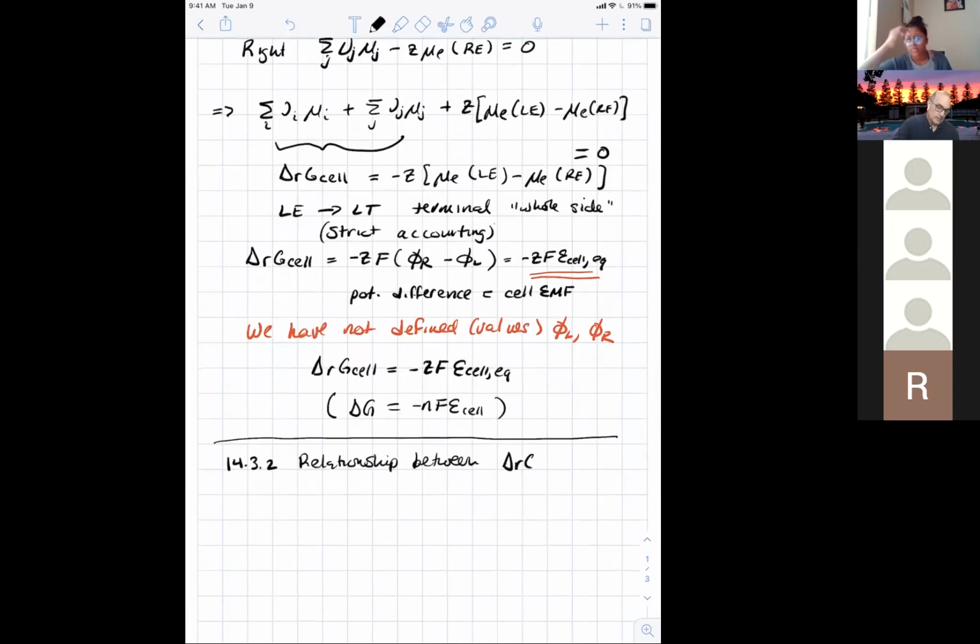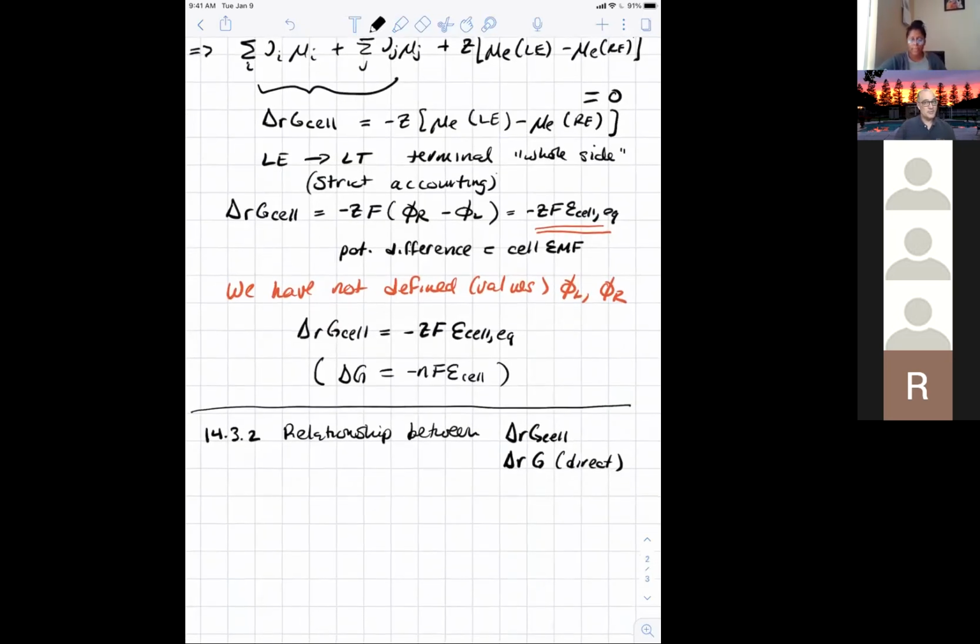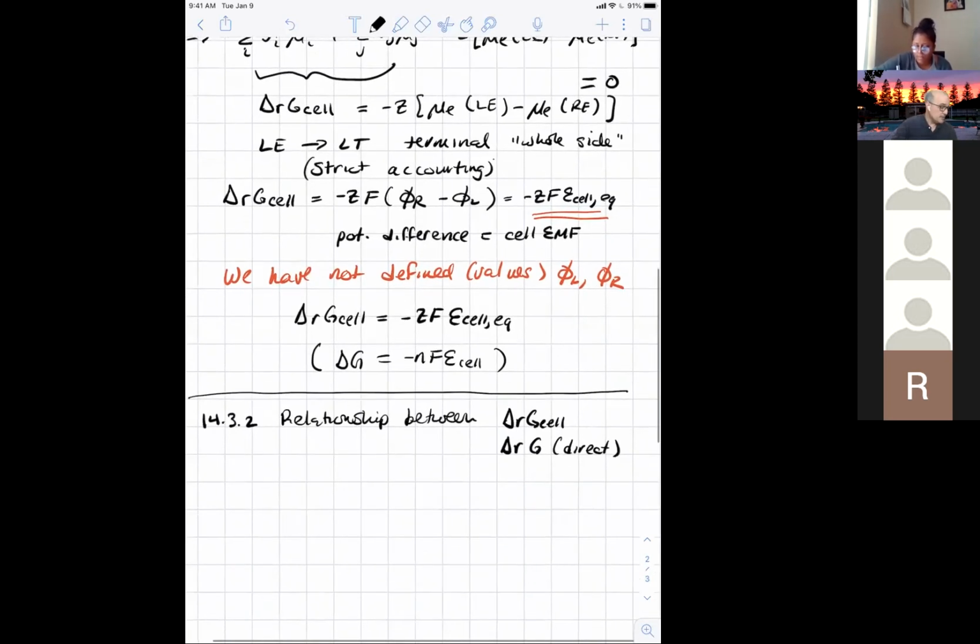between the cell and the direct. Now, when DeVoe writes the delta RG, he doesn't put direct in parentheses, but that's what we're talking about. So in other words, we're comparing just kind of a reaction in a beaker to a cell reaction. What's the difference between the free energy change we might measure if we just have everything mixed in a beaker versus the cell? There should be some relationship there. It may or may not be the same.